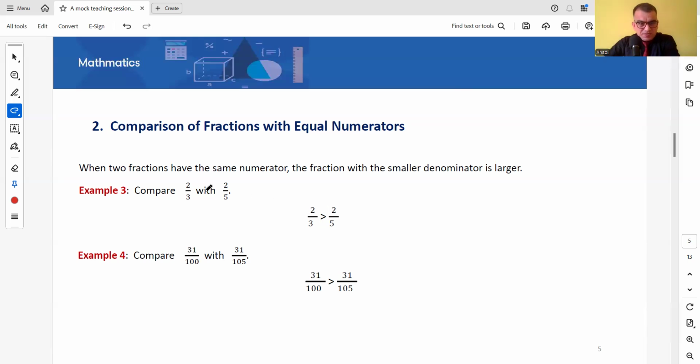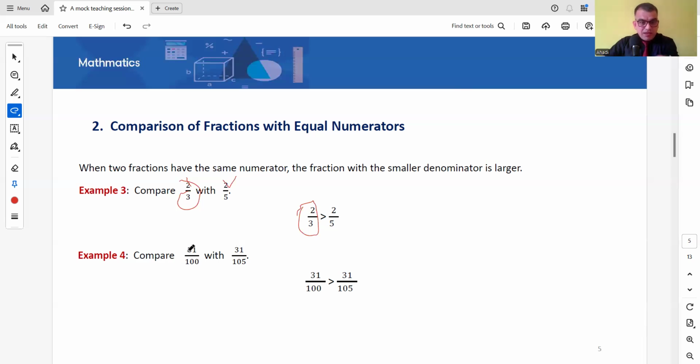See this example. I'm going to compare 2 upon 3 with 2 upon 5. See, the numerators of these two fractions are equal. So the fraction with the lesser denominator is bigger. See here, the first fraction, 2 upon 3, has the lesser denominator. So we can say the first fraction is larger than the second one.